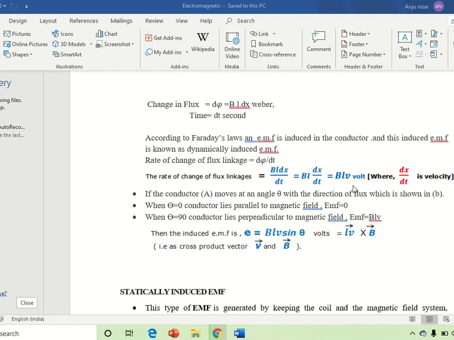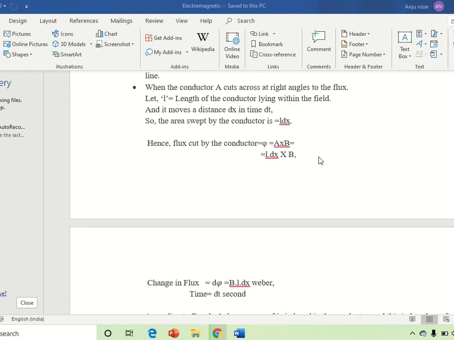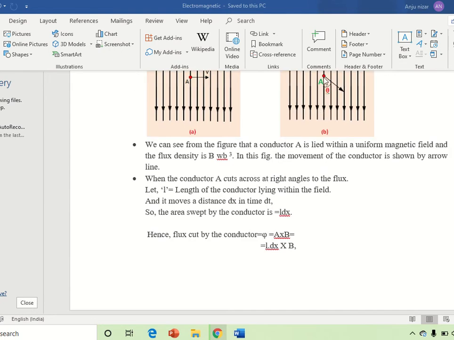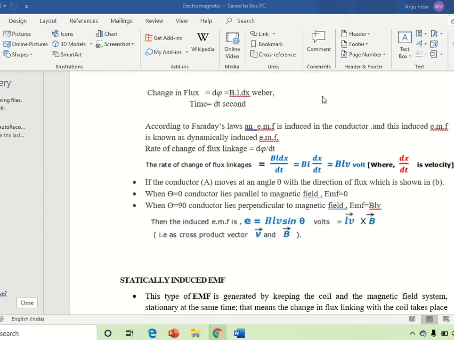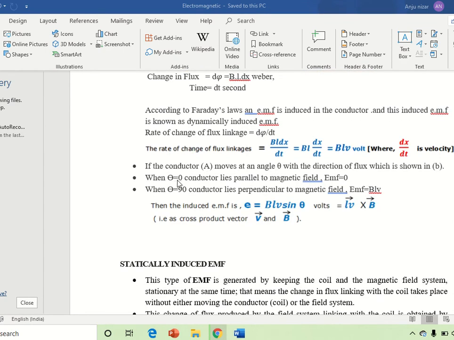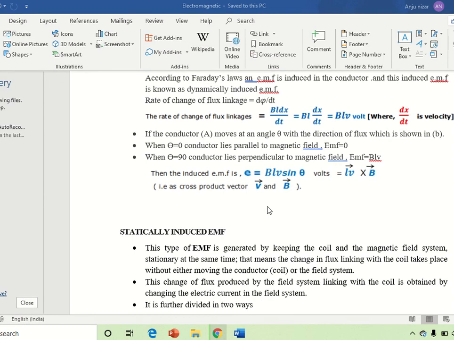Since it is rotating at a particular velocity, you can write the equation for induced EMF as E equal to B L v sin theta, where theta is the angle of rotation. When theta equals 0, the conductor lies parallel to the magnet, and the EMF becomes 0. When theta equals 90 degrees, the EMF is maximum, that is, the coil is perpendicular to the magnetic field. Thank you.